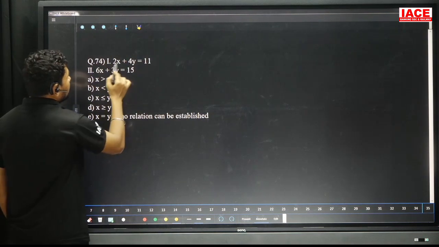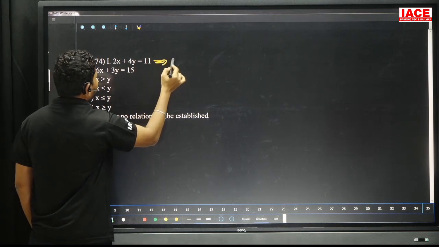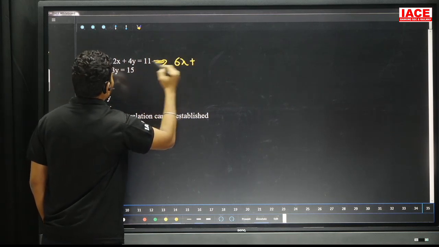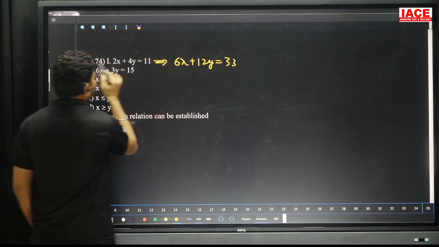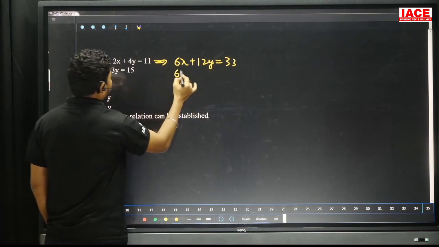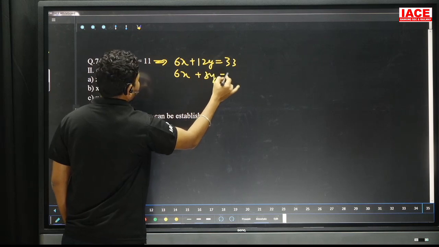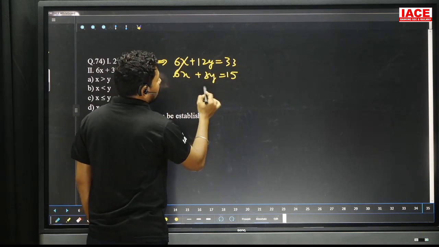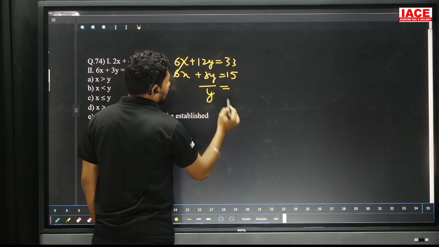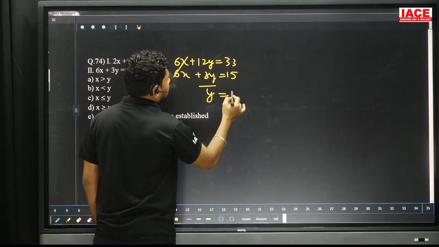And next, 2x plus 4y is equal to 11. We should convert this into 6x plus 12y equals 33. The total equation is multiplied by 3, and here we can also write 6x plus 3y is 15. Here the 6x cancels and you will get 9y. 9y is equal to 18, then y is equal to 2.